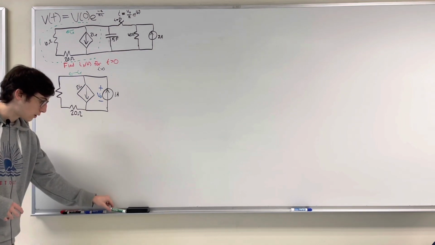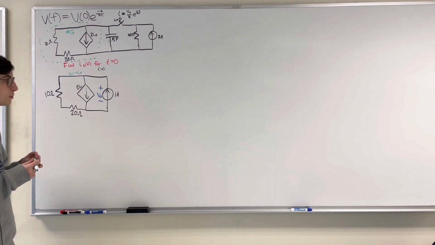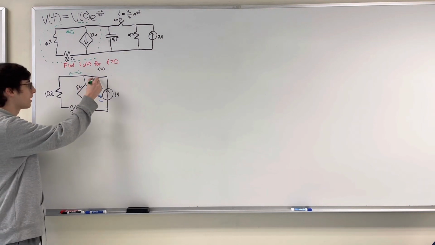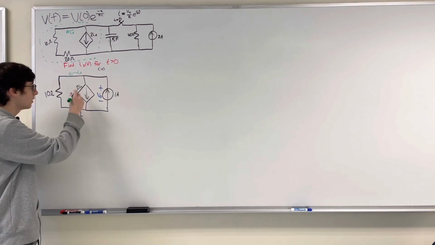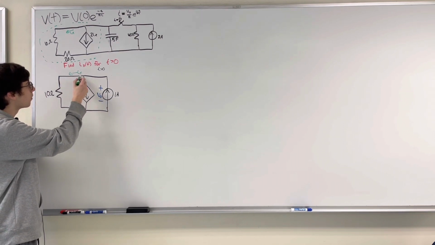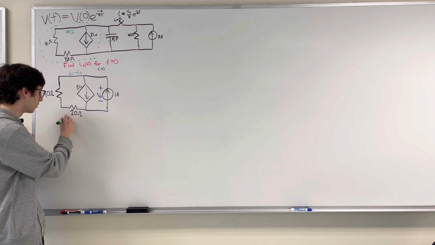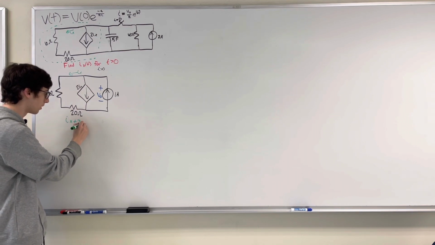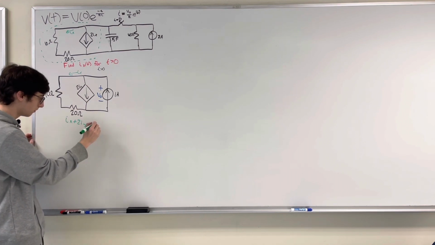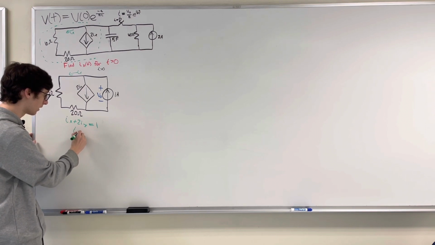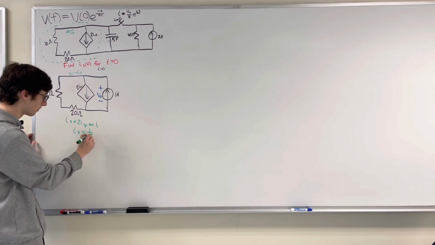And now, in order to solve this, we can just do a simple KCL. So we're going to have 1 amp going in, and then 1 IX plus 2 IX going out. So 1 IX plus 2 IX is equal to 1. So that means IX is equal to 1 over 3.